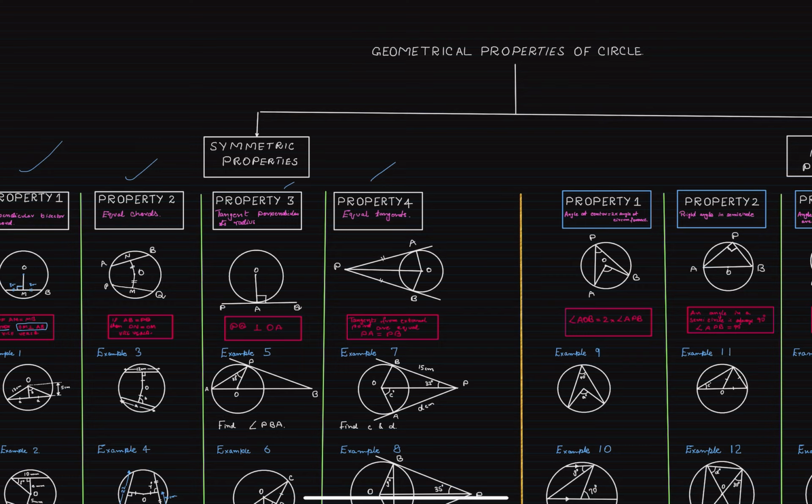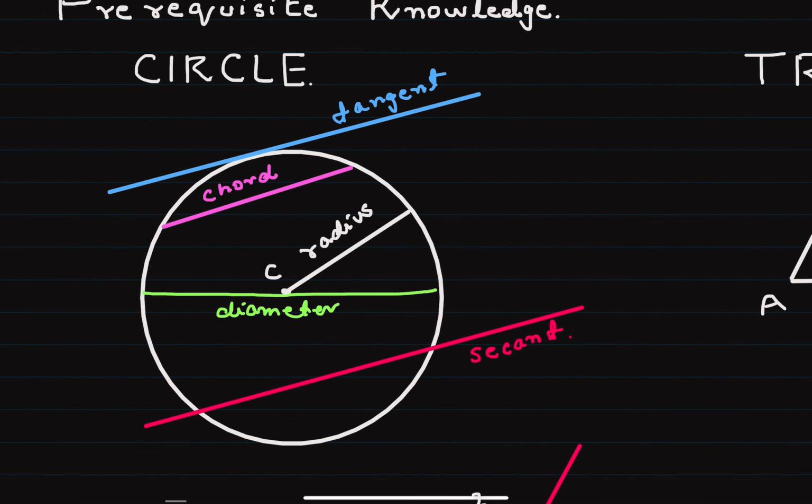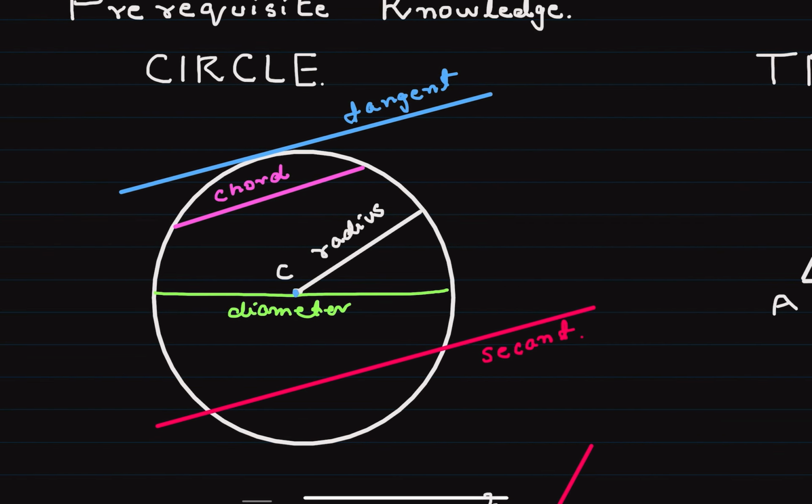So starting with the prerequisite knowledge. This is a circle, you know that, and this is the center of the circle. Everyone knows that, right? And the distance from the center to any point on the circumference is called radius. And if there is a straight line that has only one point of contact with the circumference of the circle, it is called a tangent.